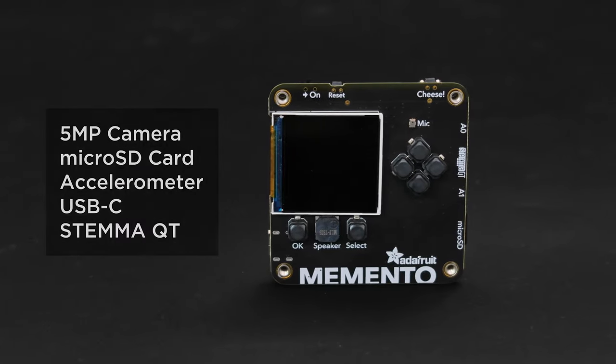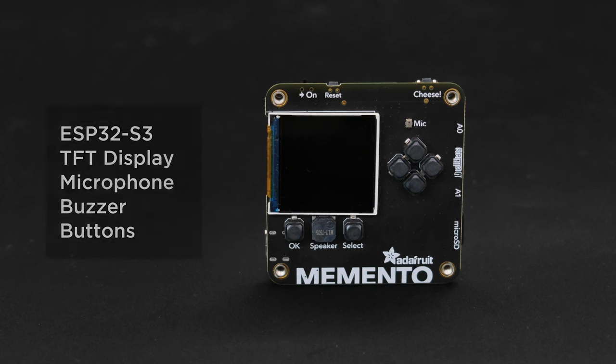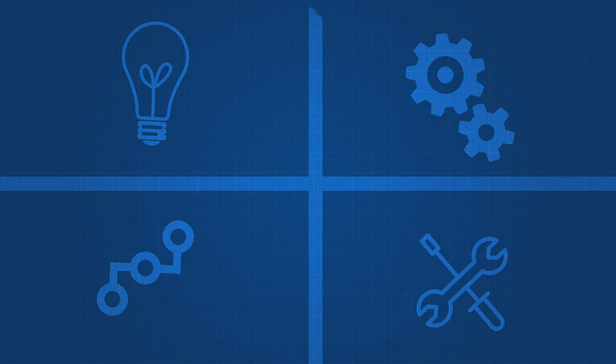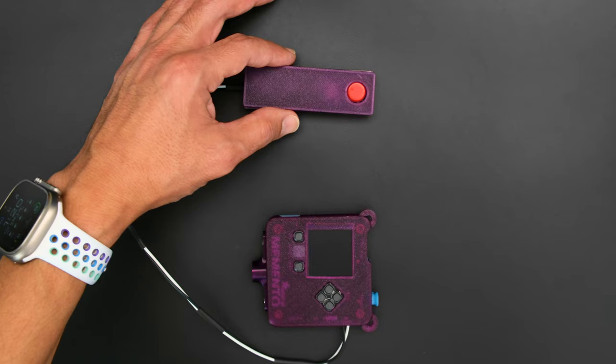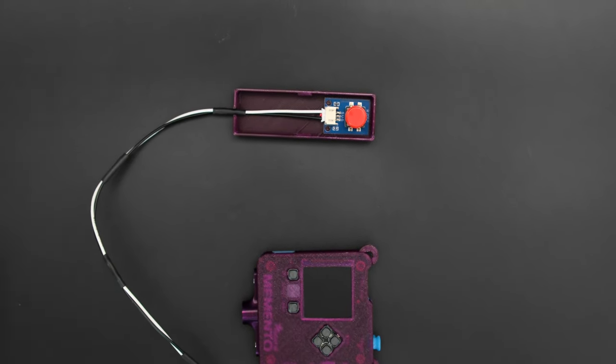The Adafruit Memento dev board features the ESP32S3, a 5 megapixel camera sensor, color TFT display, accelerometer, SD card slot, and speaker buzzer. This button PCB features a JST PH connector, making it easy to plug into the demo port on the side of the camera board.